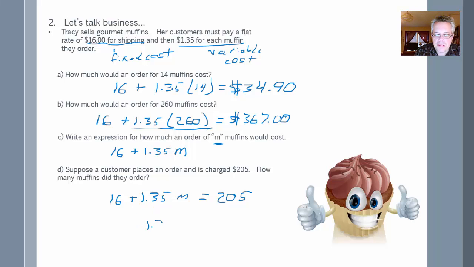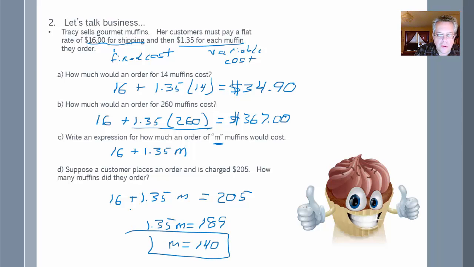So if we subtract 16 from both sides, 205 minus 16 is 189. And divide that by 135, we have 140. So I forgot my variable there. There should be an m there, and m equals 140. So 140 muffins were ordered if it came up to $205.